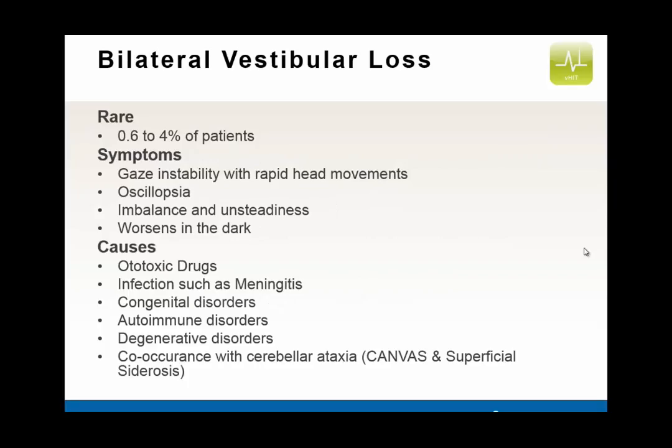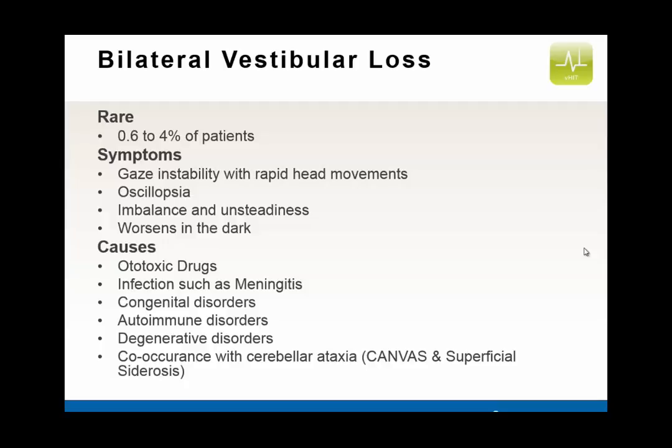Let's first talk about bilateral vestibular loss. Bilateral vestibular loss is rare. About 0.6 to 4% of patients have bilateral vestibular loss. The symptoms are gaze instability with rapid head movements, oscillopsia, so this means as the person walks, their horizon is moving up and down or bouncing as they're moving. It's not staying still. Imbalance and unsteadiness, and these symptoms worsen in dark. So when the patient's in a lit room or out in daylight, their symptoms are less than if they're in a darkened environment.